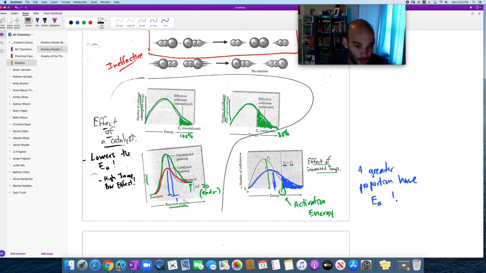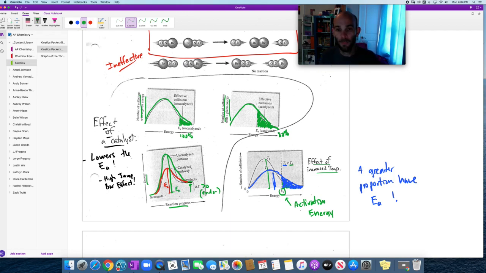I didn't quite draw those well. Let me do that in red and green instead. So here's the activation energy on the uncatalyzed pathway and the activation energy on the catalyzed one. Okay, so of course you can see that that's a lower hump to get over. So that's the high jump bar effect.